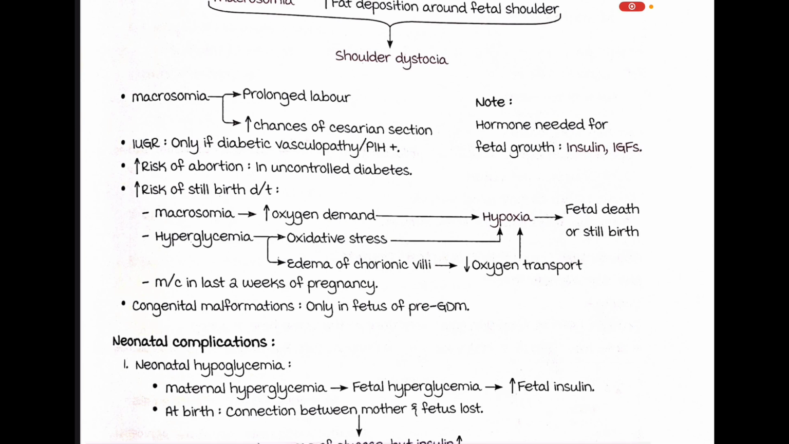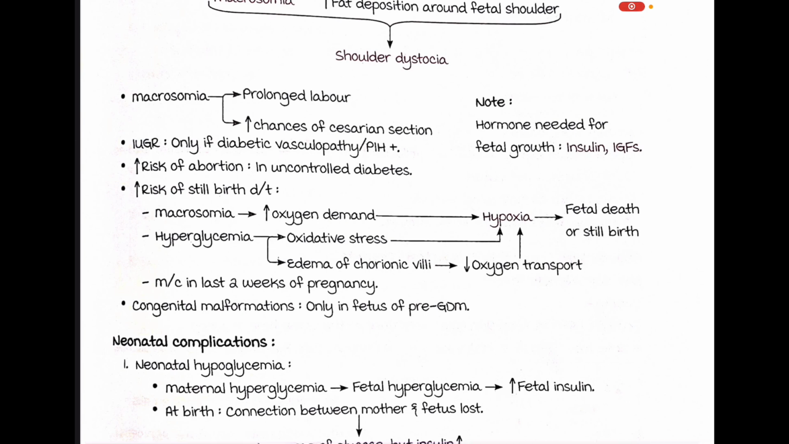IUGR occurs only if diabetic vasculopathy or pregnancy-induced hypertension is present. There is increased risk of abortion in uncontrolled diabetes. Risk of stillbirth is due to macrosomia, increased oxygen demand, and increased hypoxia, leading to fetal death or stillbirth.